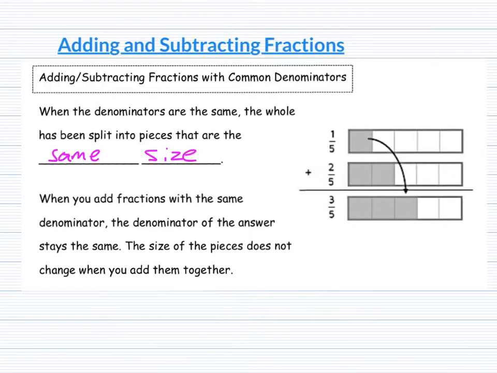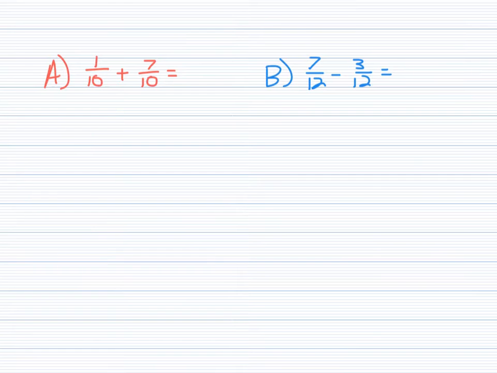So when we add fractions with the same denominator, the denominator of the answer stays the same, right? 5 is the same as the denominators in the problem, because the size of the pieces doesn't change when we add them together. So all we have to do is add the numerators, leave the denominator the same. So let's try that in our first two examples.